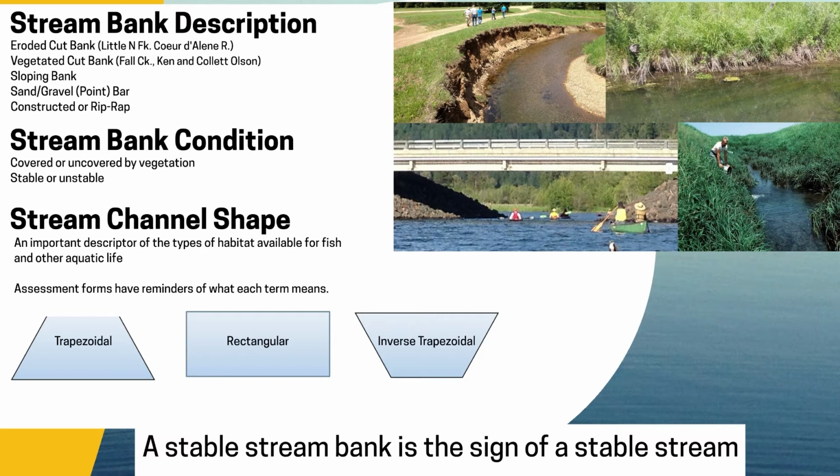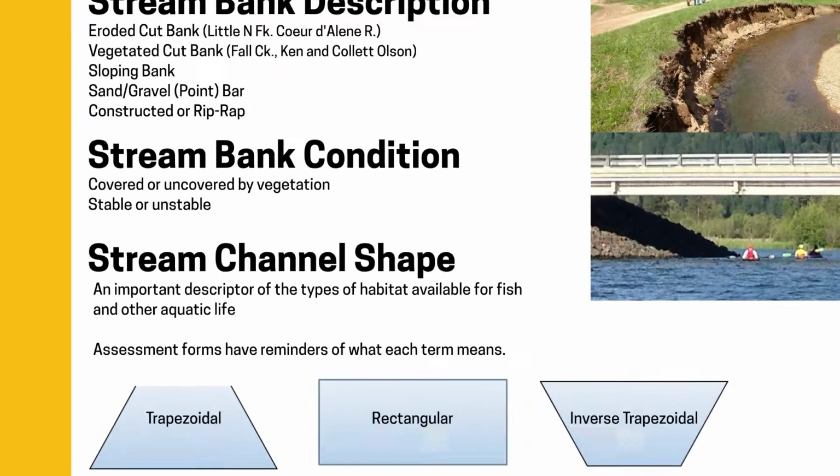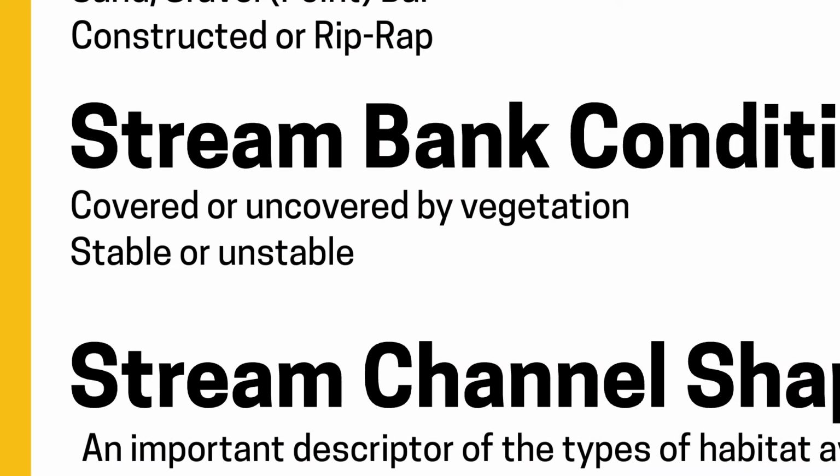Next up is determining the stream bank condition. Stream banks are either covered by vegetation or they are bare. Also, banks are either stable or unstable. A bare bank can be very stable. Most gravel bars are not eroding away. While stream bank vegetation can slow erosion, some vegetated banks can be highly unstable. Check the one selection that describes the left bank and then the one that describes the right bank.